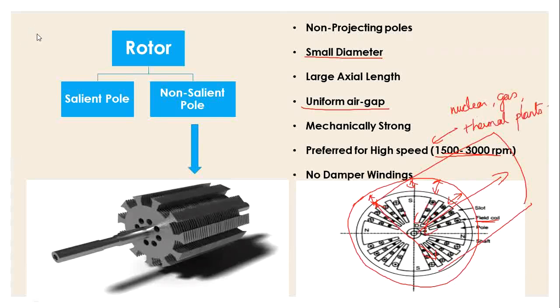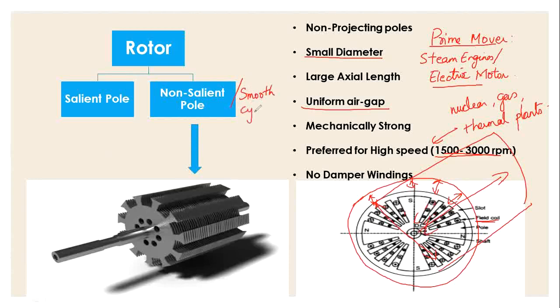And they do not need damper windings because they have a uniform air gap. So the oscillations which are produced during the operation are very, very small. So they do not need damper windings. And here also I would like to tell you what prime mover is required. The prime mover that can be used to provide the mechanical input here is steam engines, or we can also use electric motors. So you know the output of the motor gives mechanical output. That output can be given as an input for this synchronous generator where we are using a non-salient type of rotor. And as I said, these are also called smooth cylindrical type rotors.